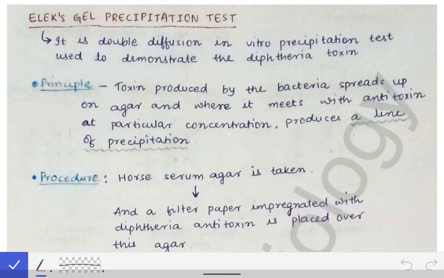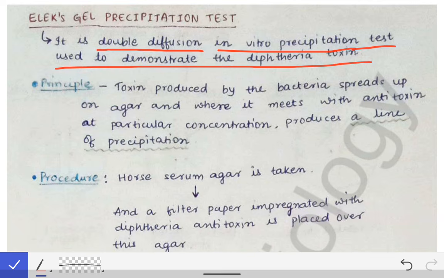First you have to remember the definition of the Elek precipitation test. The definition will be at the tip of your tongue. Whenever some examiner asks you what is the Elek precipitation test, you should just utter these words. You can remember this definition by breaking it into parts. It is a double diffusion in vitro precipitation test, which is used to demonstrate the diphtheria toxin.